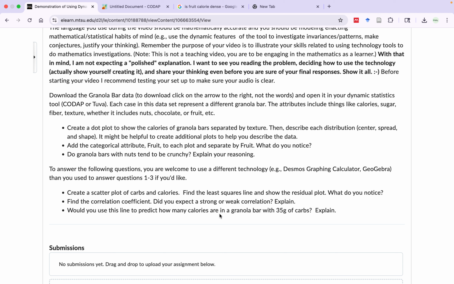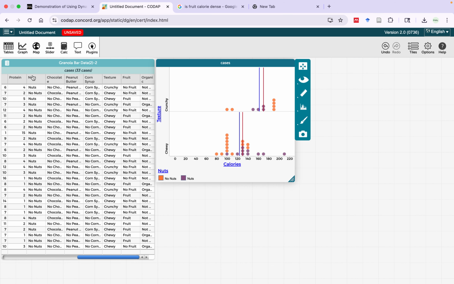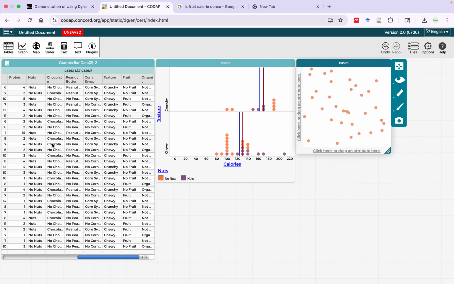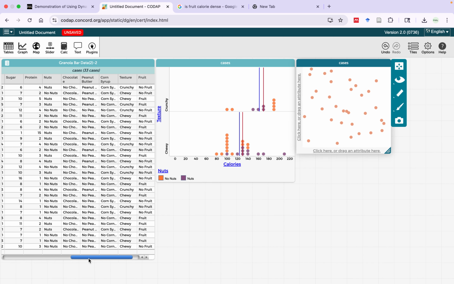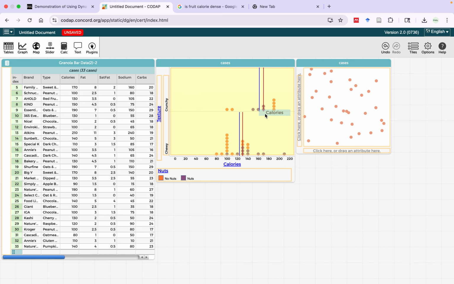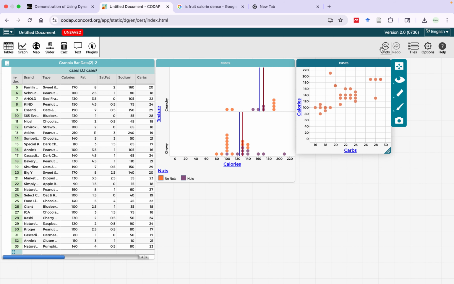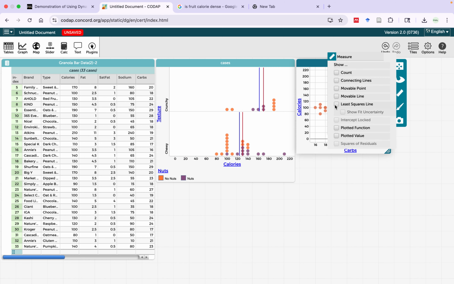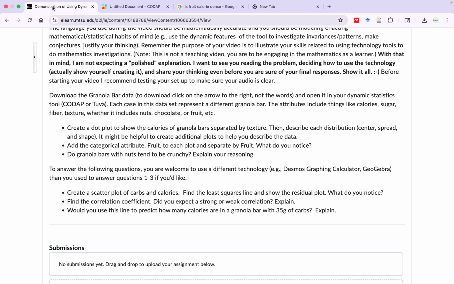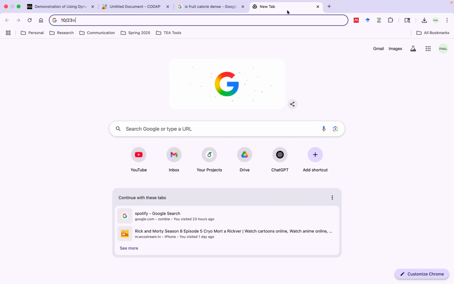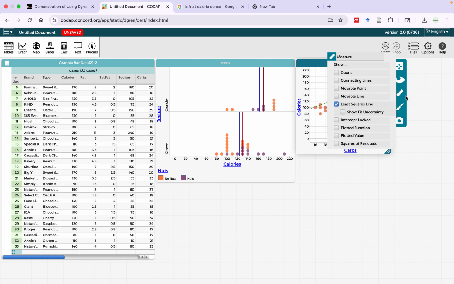To answer the following questions, you're welcome to use different methodologies. Answer questions 1 through 3. Create a scatter plot of carbs and calories. Find the least square line. Gee, I wonder what'll happen as we increase carbs. Was it least square lines and residual plot? Can you do a residual plot? Can do the squares of residuals.